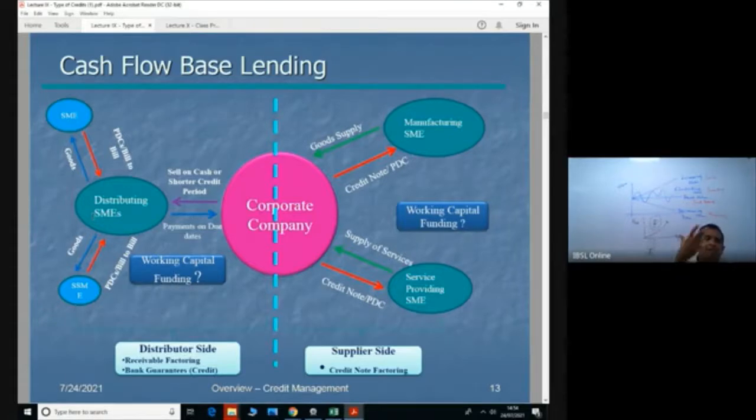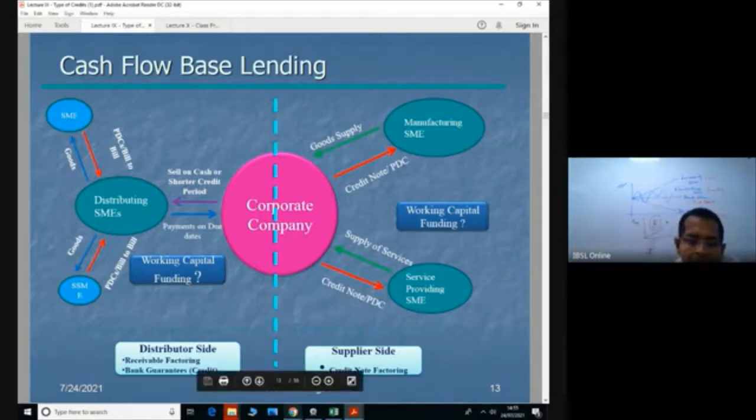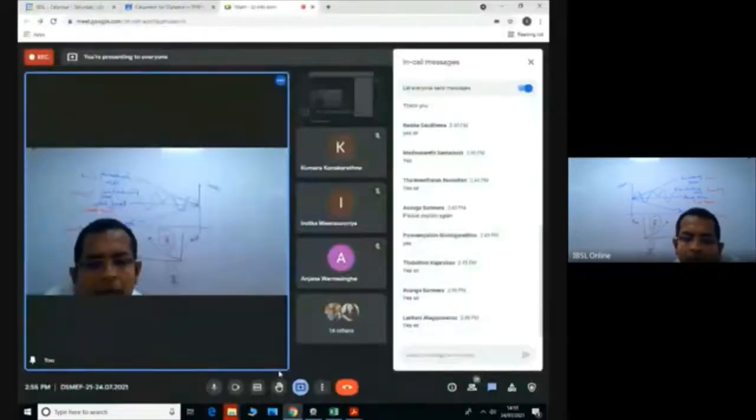With two checks of 1 million each, we have an issue. If one check gets returned, we have an issue. Right? That is called dispersing the risk. That is the distributor side of the coin. Right? So, any questions on that? Distributor part.